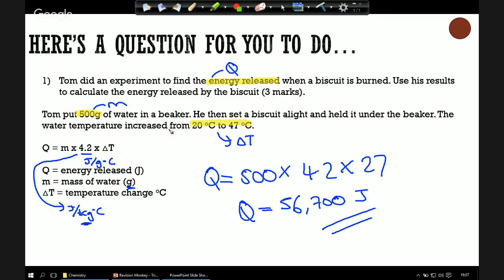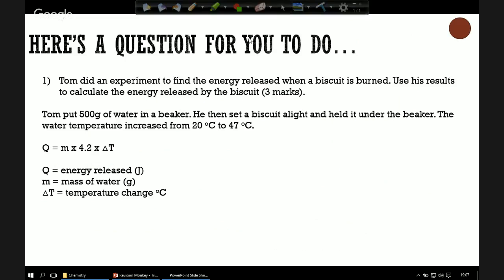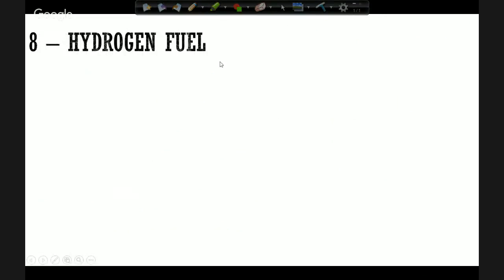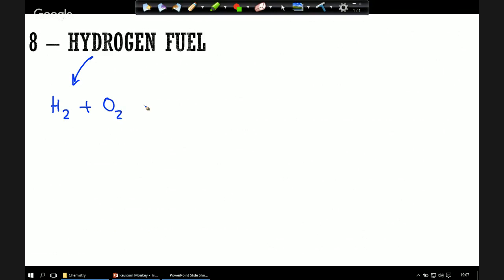It's just a simple application of the equation, and just bear in mind the good practice when you're trying to calculate the energy released by the fuel. So moving on then, we're going to talk specifically for a little bit about hydrogen fuel. There's not a massive amount of talk about hydrogen fuel in the C3 bit, but there's no reason why they couldn't give you a 6 marker on it.